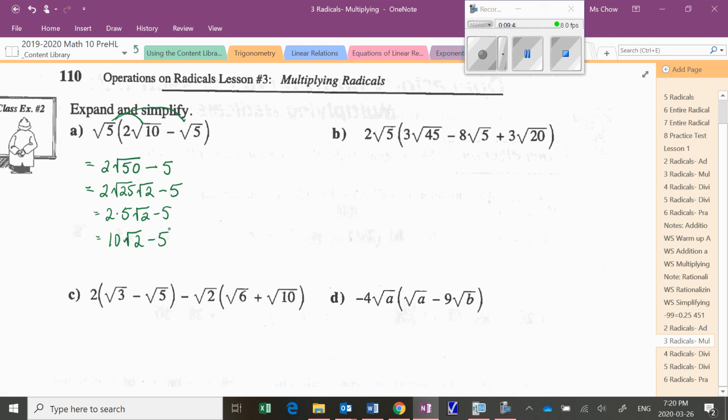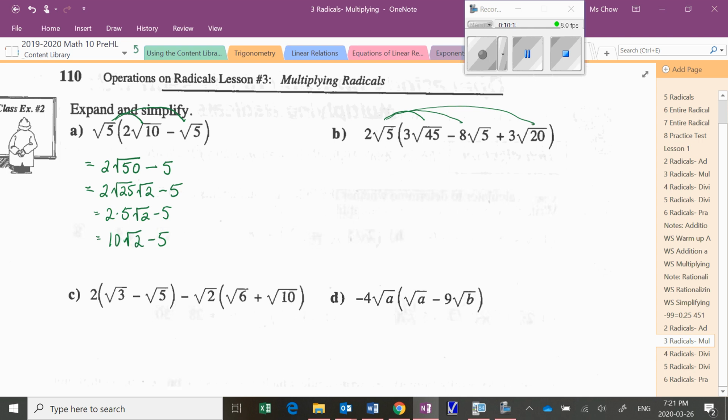Okay, so let's take a look at part B then. Again, we're going to be distributing this through, and we can do a couple of things with this. First off, I don't really want to multiply 5 times 45. That seems like it could be a little bit larger than I need it to be. So maybe I'll go ahead and simplify that one first.